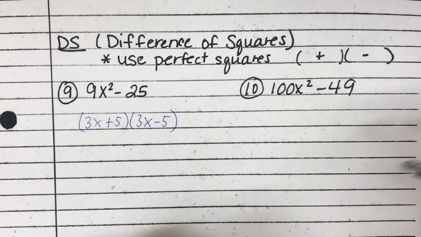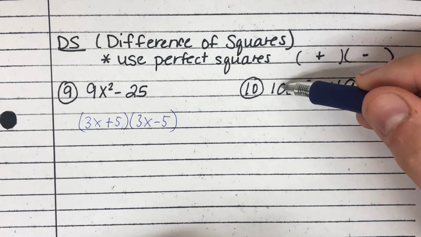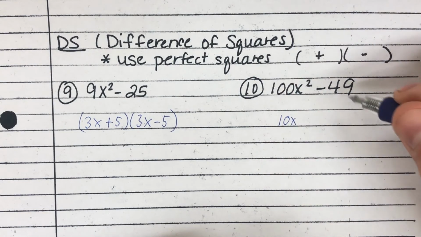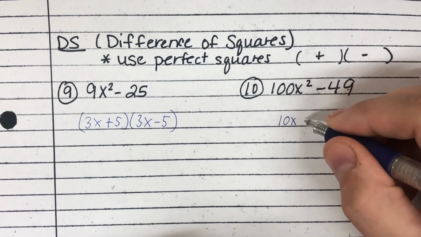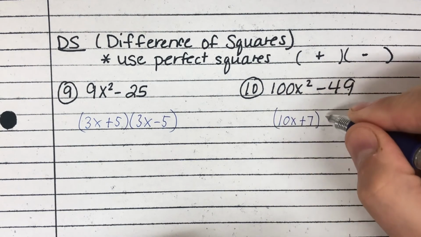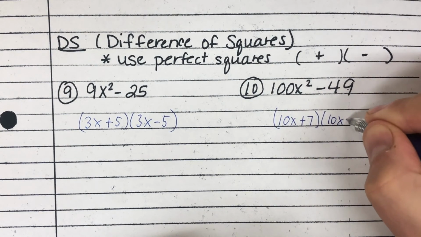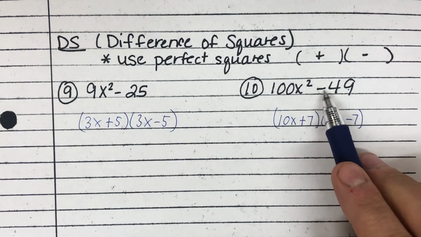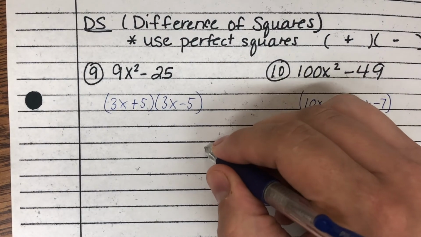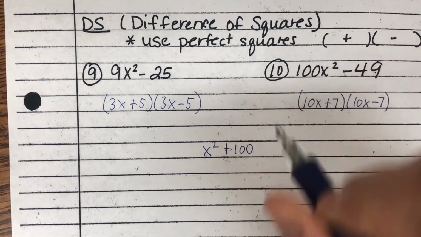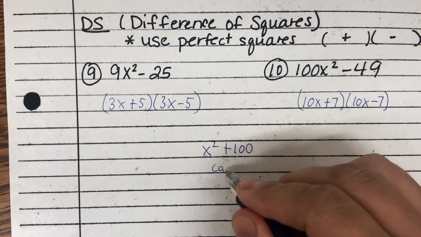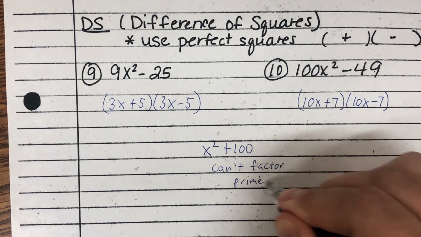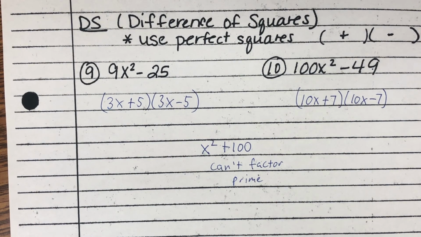And the last special case, square root of 100x squared is 10x. That's a perfect square. Square root of 49 is 7. 10x plus 7 times 10x minus 7. Make sure you have the plus and the minus. This only works if it's a difference. If I had two perfect squares such as x squared plus 100, that is not a difference, so I cannot factor it. That's prime. Okay, it has to be a minus sign in between the two perfect squares.